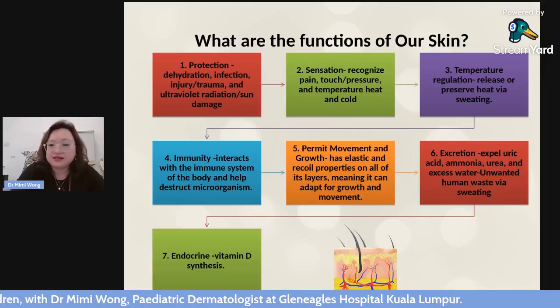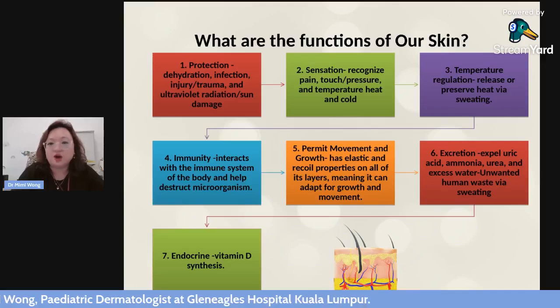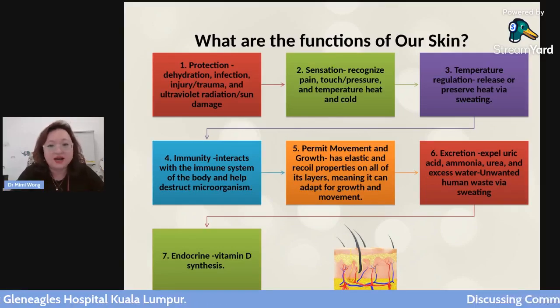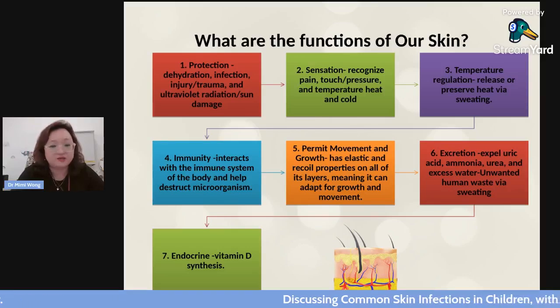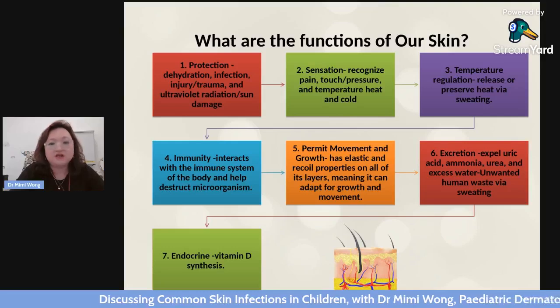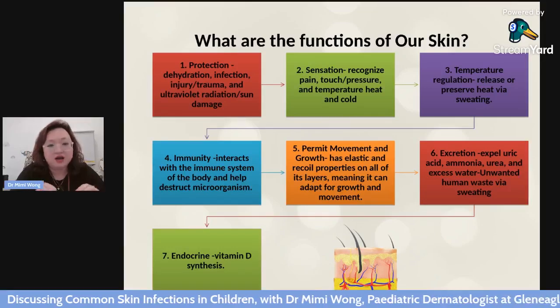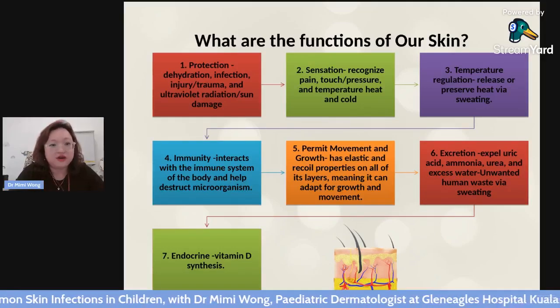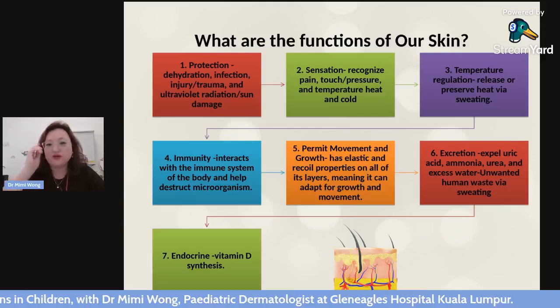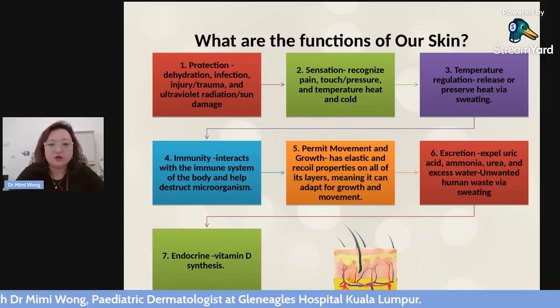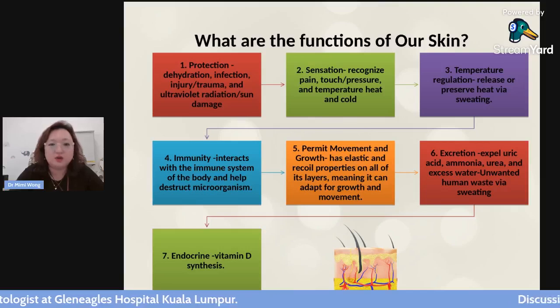Number 6, an important function of skin is to help us remove unwanted things from our body, such as ammonia, uric acid, urea, and also excessive water while sweating. The very last but very important function of our skin is to produce vitamin D, which is very important in our growth and also our bone health. So this is very important. As you see, being the largest organ, it carries a lot of important functions in our daily living.